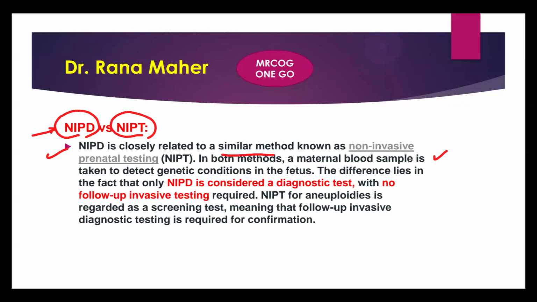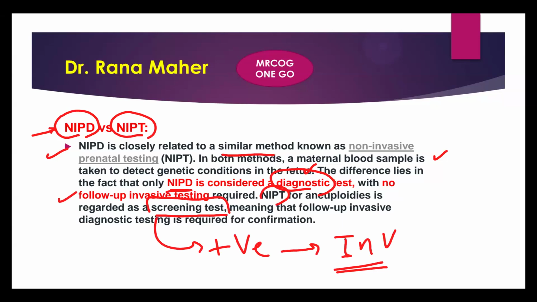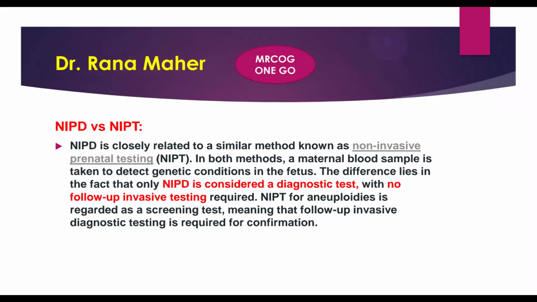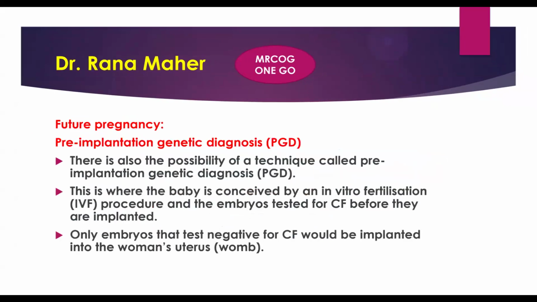The difference here will be that NIPD is considered diagnostic, one of the advantages, with no follow-up invasive testing. But the NIPT for the aneuploidies is a screening test. So what is the meaning of that? If it's positive, we will go to invasive testing. Okay, so we have to offer invasive testing afterwards. So remember, NIPT in the chromosomal abnormalities, NIPD in the genetic disorders.